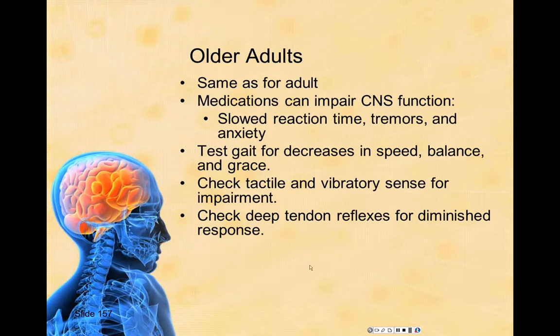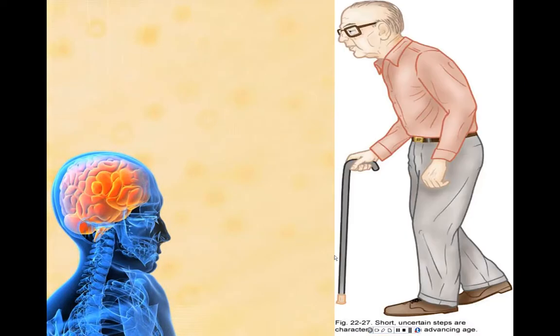Older adults, same as for adults, but sometimes medications can impair central nervous system function. Remember, slowed reaction time in older adults, but medications can also cause that and also cause tremors and anxiety. Test the gait for decreases in speed, balance, and grace. Vibratory and tactile sense for impairment, and deep tendon reflexes for diminished response.